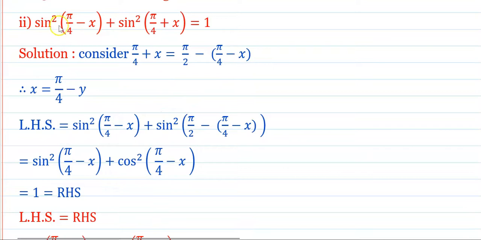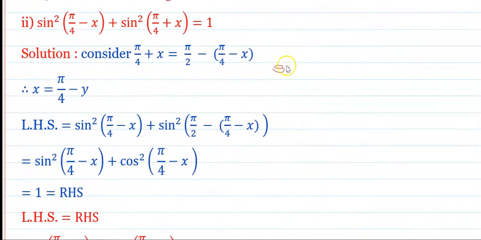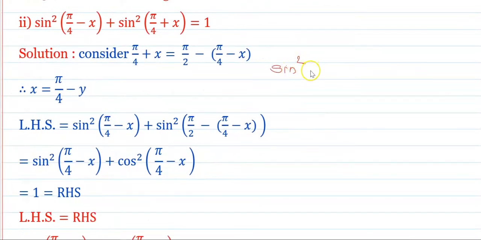Now the next: sine square pi by 4 minus x plus sine square pi by 4 plus x is equal to 1. Now I will prove this in this manner. Okay, see this here. Sine square pi by 4 minus x plus, what is here? Sine square. Now this angle pi by 4 plus x, I will write in this manner.